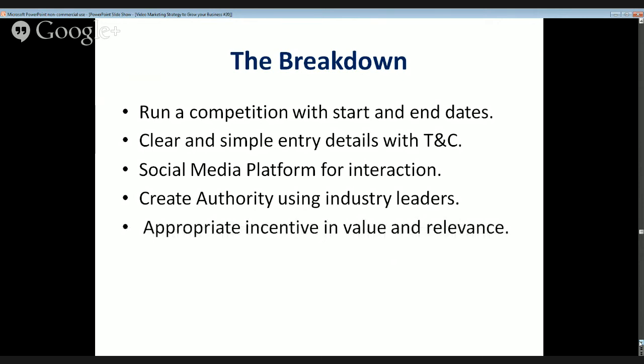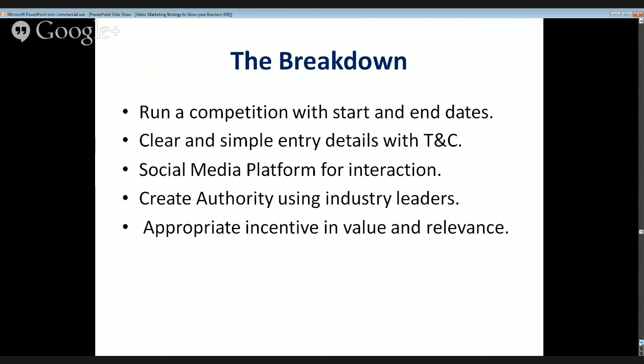Now, the other thing is you want to make sure that you have an appropriate incentive, both in value and in relevance. So in the Rode example, they're giving away, obviously, microphones, and their partners are giving away other things that Rode don't produce, things like tripods, lights, etc.